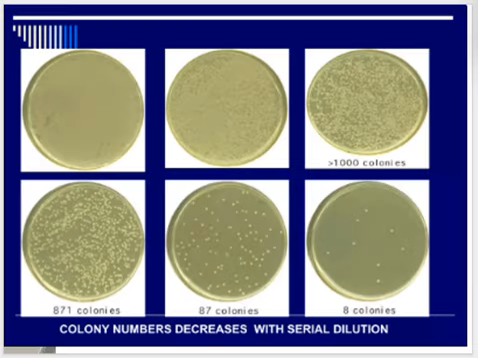With serial dilution in the pour plate method, the number of colonies decreases as dilution increases. Plates with too many colonies become confluent and uncountable, while plates with fewer colonies allow precise counting. This trend helps us find the right dilution for accurate bacterial quantification.